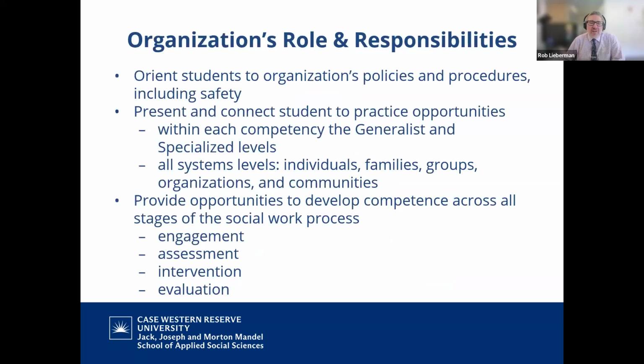All right, so talking about the organization's roles and responsibilities. So first and foremost, as a lot of you have already started, some students this week and some again next week, it's orienting students to the organization's policies and procedures, especially we're talking a little bit about safety as well. So making sure they're familiar with what's expected. Each space is a little different, but knowing what those are helps really set that foundation for them.